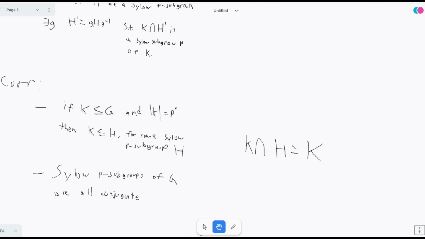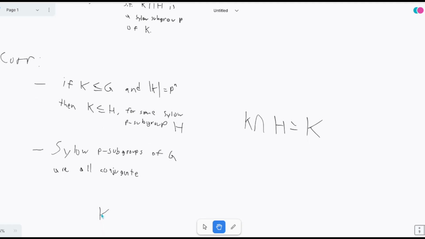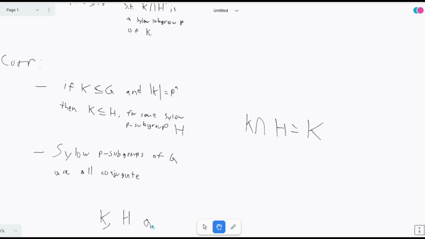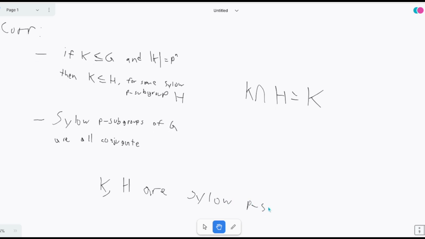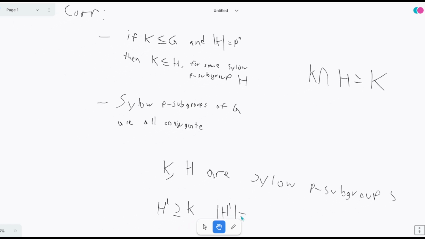And for the second one, if K and H are Sylow subgroups, then by this first part, there is some conjugate H prime of H that contains K, but the order of the conjugate and the order of K are the same because they're both p to the e. So that means K and H are conjugates of each other.